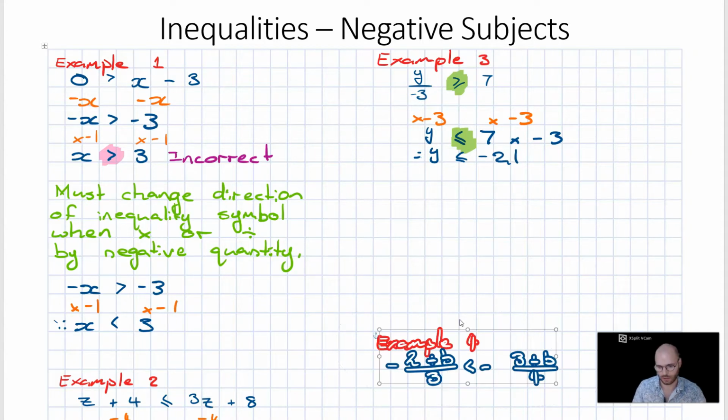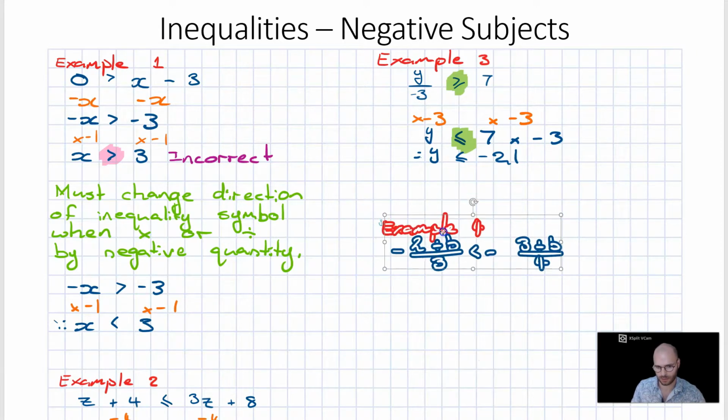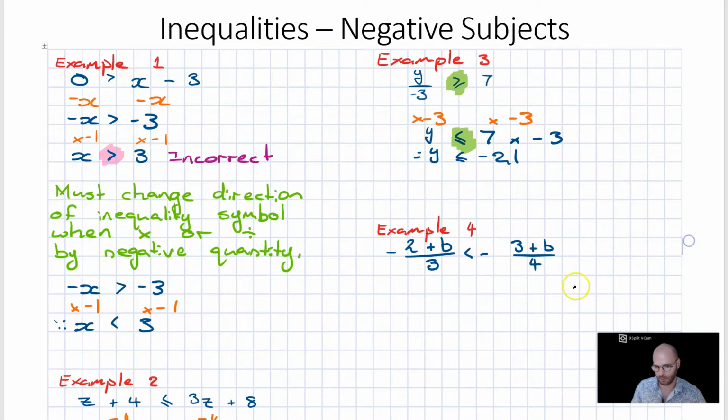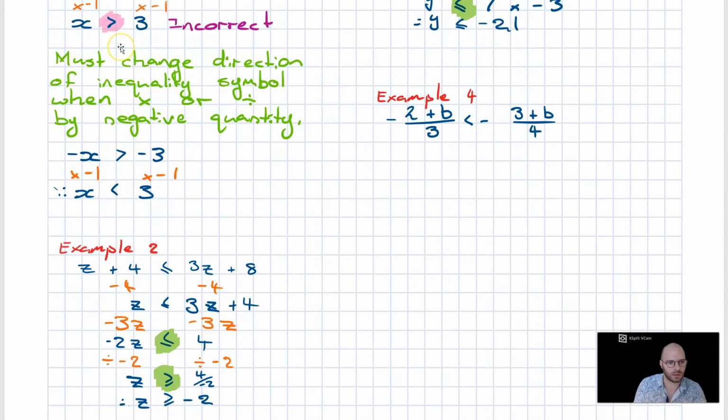Okay, example 4. This is one where it gets a little bit trickier because there's more involved, but we're just going to follow the same process and we'll come out on top. So we've got minus (2 plus b) all over 3 is less than minus (3 plus b) all over 4. First thing we're going to do is get rid of this negative symbol. So we're going to multiply both sides by negative 1. That way we reverse our symbol here.